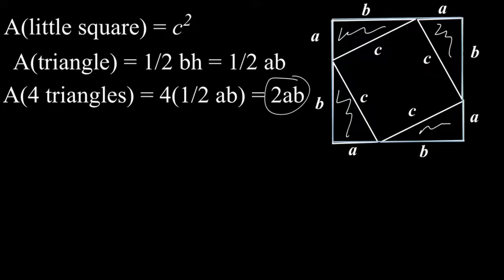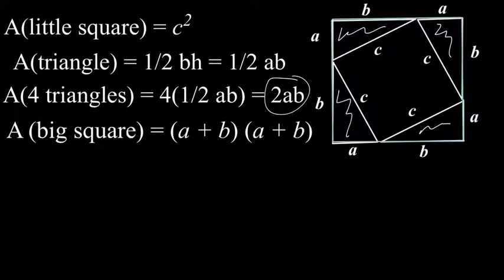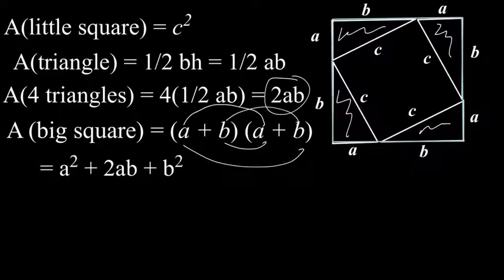Then you have the area of the big square, which would be the side times side, which would be a plus b times a plus b. You do a little FOIL action here. First times first gives you a squared. Outer gives you ab. Inner gives you ab. The last gives you b squared. You end up with the area of the big square being a squared plus 2ab plus b squared.